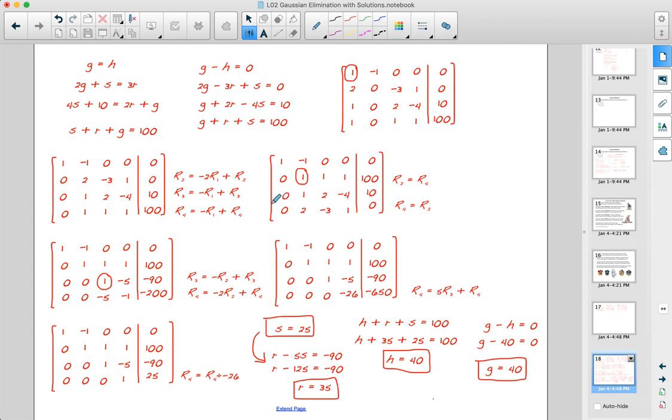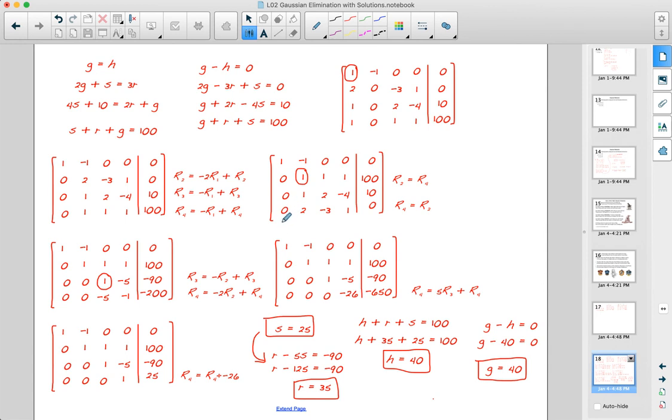All right, so let's deal with this one first. So I'm going to multiply this by negative 1 and add. This still stays 0. Multiply by negative 1 and add, we get 0. Multiply by negative 1 and add, we will get 1. Multiply this by negative 1 and add, we get negative 5. Multiply this by negative 1 and add, we get negative 90.